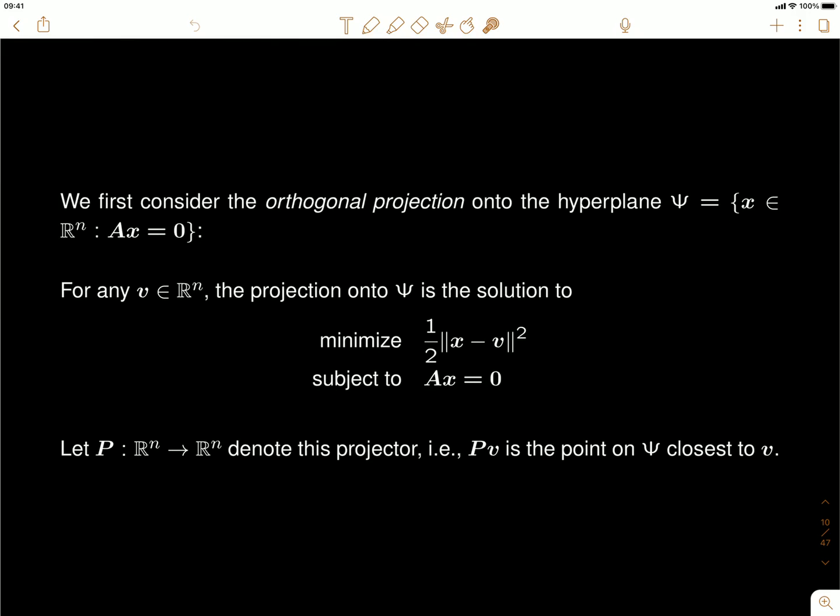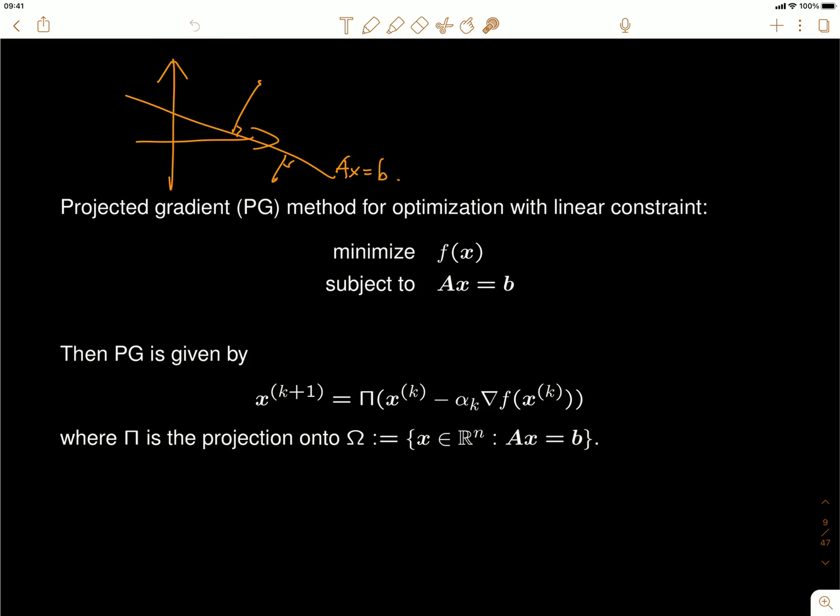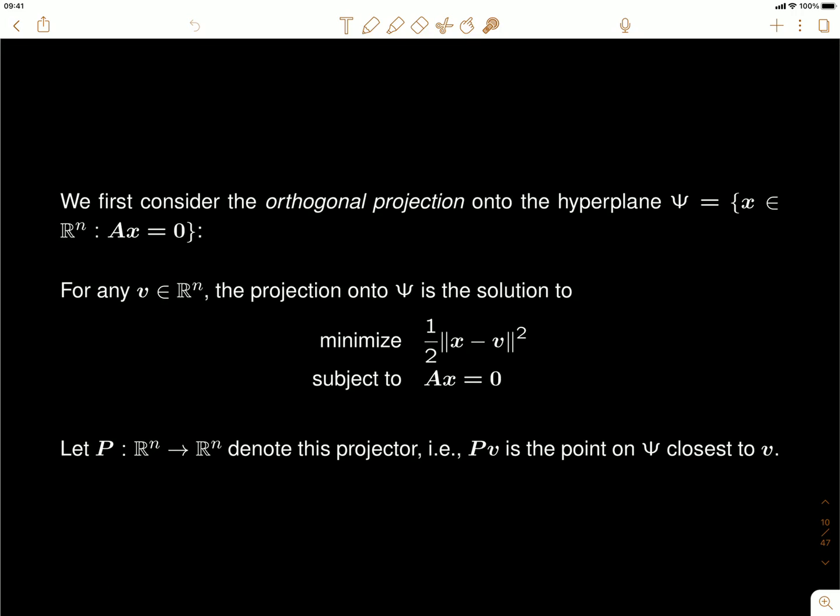To do this, we first need to figure out what this projection is. How do we compute this projection? Everything else that we need here has been discussed before for the gradient descent method. The only question right now is how to perform this projection. So let's consider a slightly simpler case. Suppose the set is given by the hyperplane rather than omega, such that all the x satisfy Ax equals b. We consider a special case where this b is just 0.